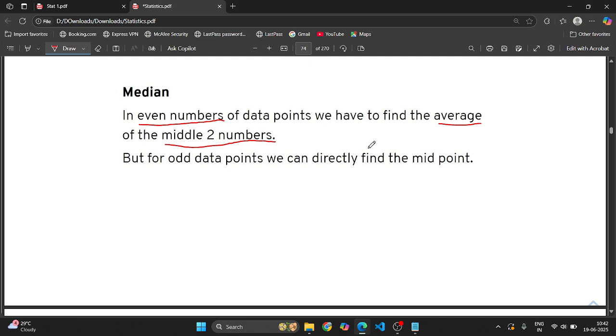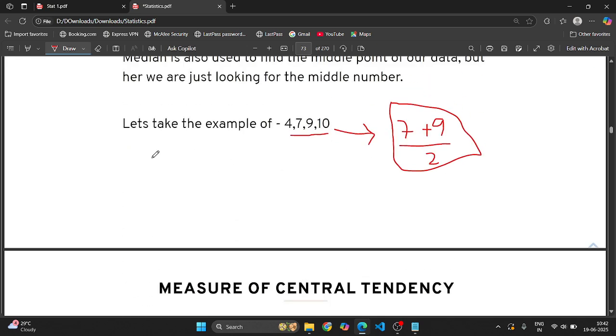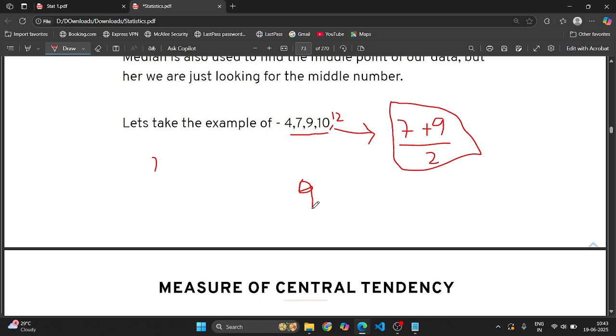For odd data points, we can directly find the midpoint. Like here we have the same data, and if we add one more here, like 12, then what will be the median for this data? Can anybody answer? Yes, correct. It will be 9 as the median.